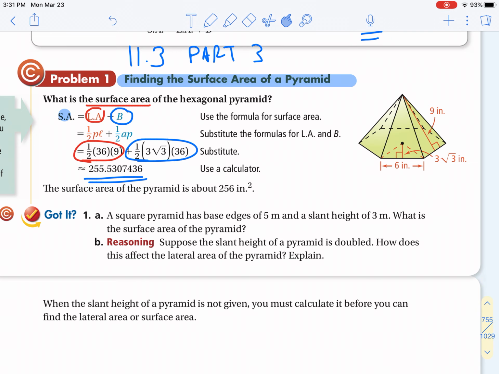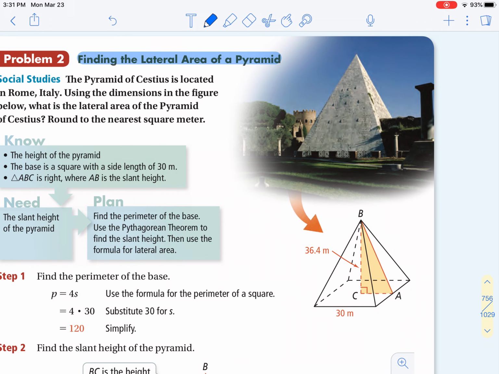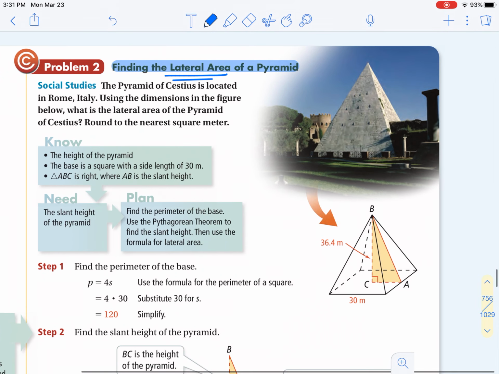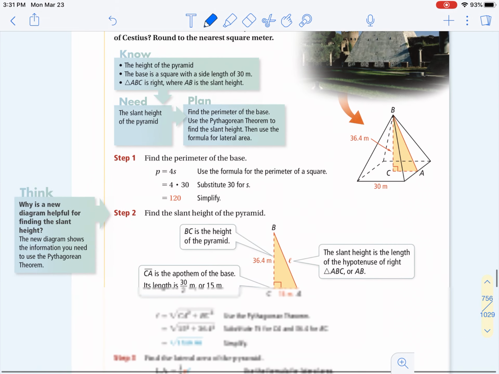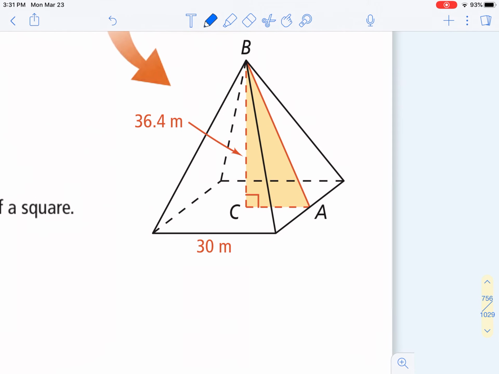The next question we're going to look at is finding just the lateral area of a pyramid. The reason they stuck with this one is that it's a little trickier, depending on the information that's given to you. Taking a look at this one, if we wanted to find the total area, it would be super easy because this is just a square. In this particular example, they didn't even bother. But what are we given? We are given a side, and we are given the height. And that height is 36.